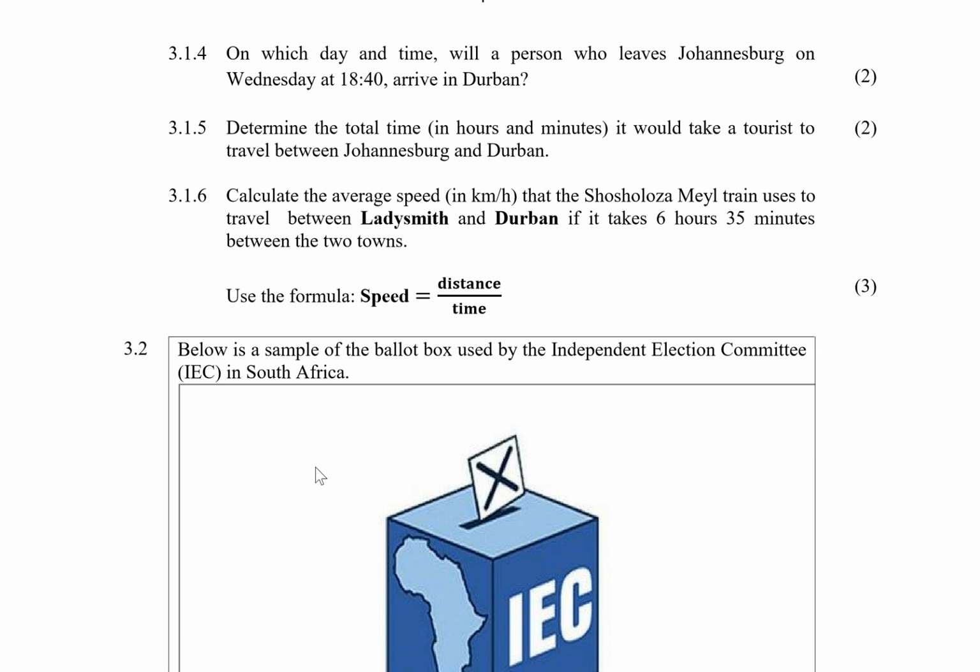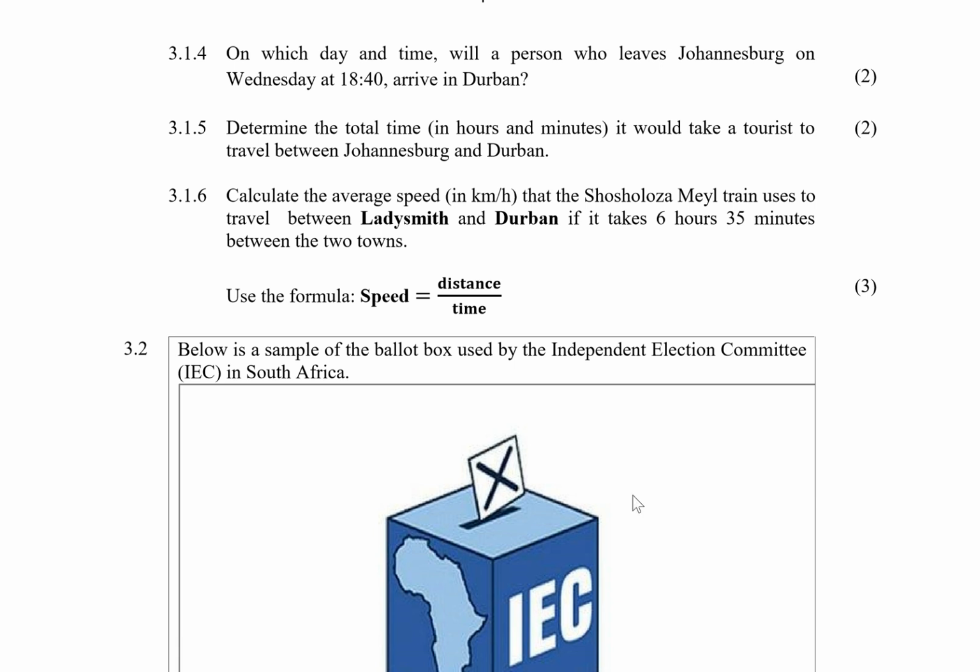So therefore, the units for the distance need to be in kilometers, and the unit for time needs to be in hours. So there are two things that need to happen. We need to first determine the distance between Ladysmith and Durban, and also make sure that our time is in hours only. You'll see in the question that they've given us the time in hours and minutes. However, to calculate kilometers per hour, we will have to convert 6 hours 35 minutes to hours only.